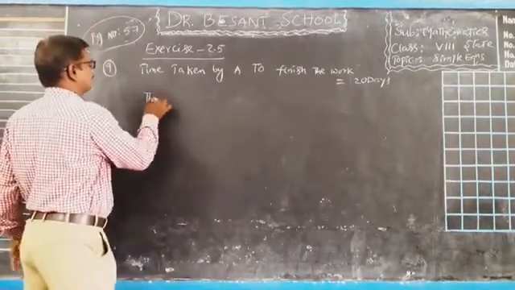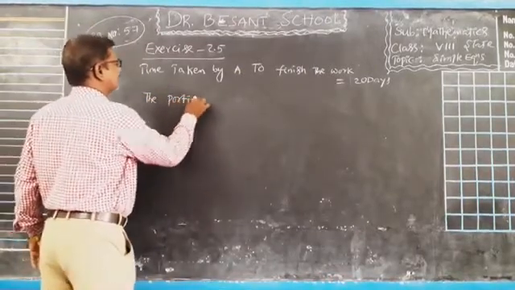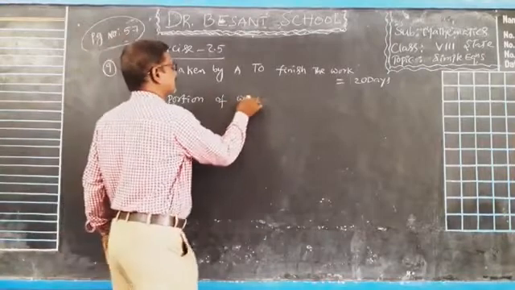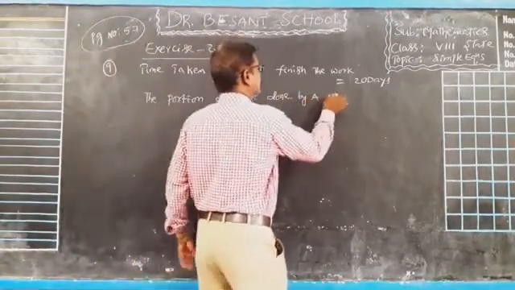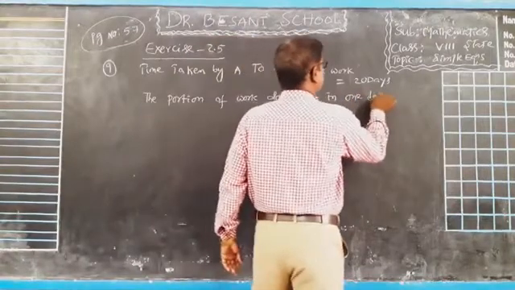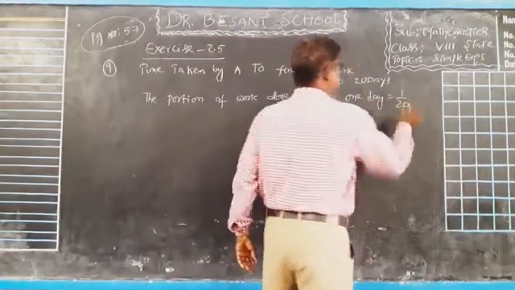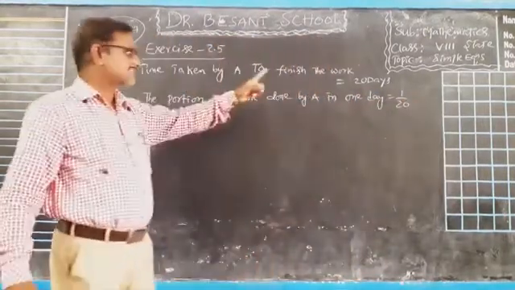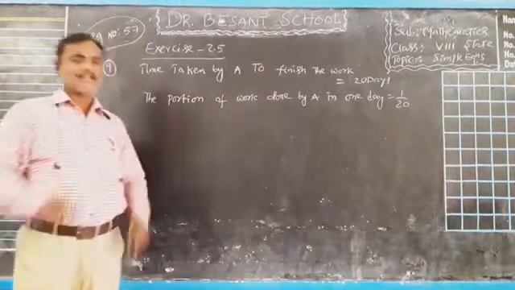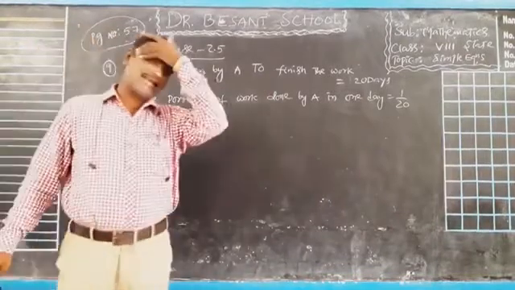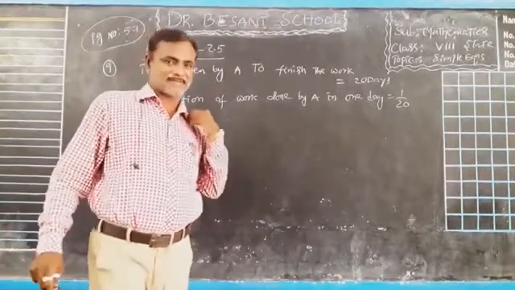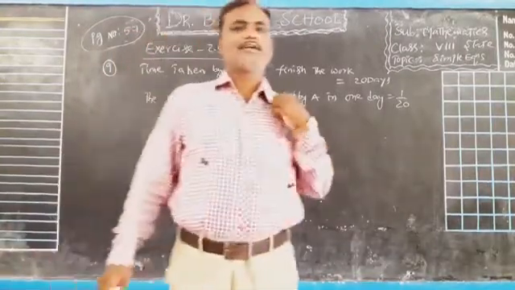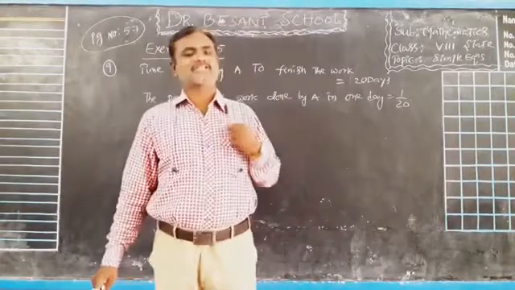The portion of work done by A in one day is equal to 1 by 20th part. Whenever A takes 20 days to finish the job, the portion of work done by A in one day is 1 by 20th part. So we need to find how many days B takes to finish the same job.